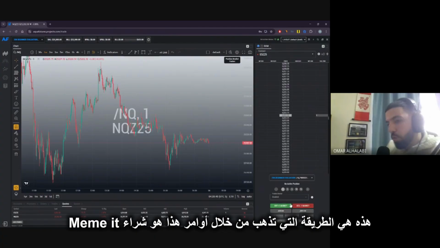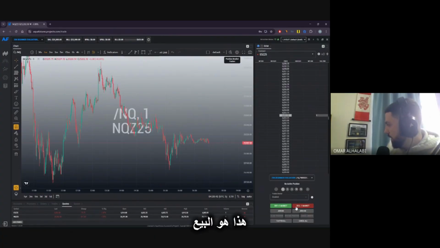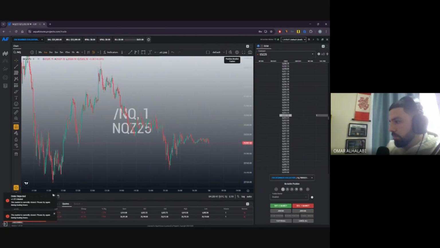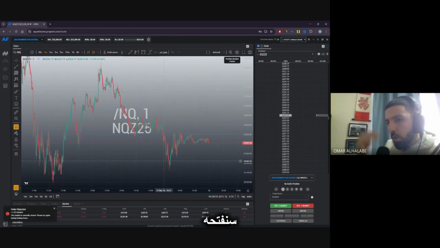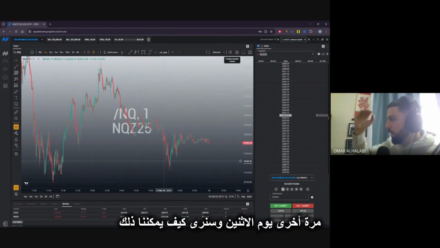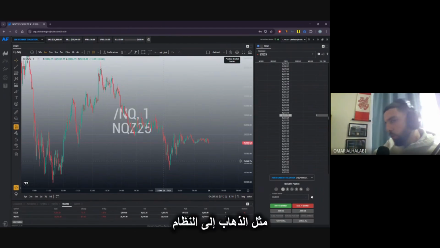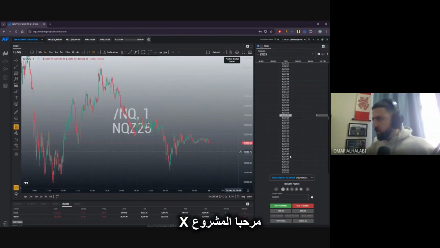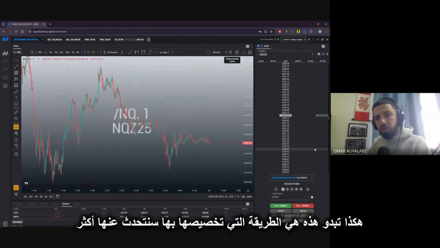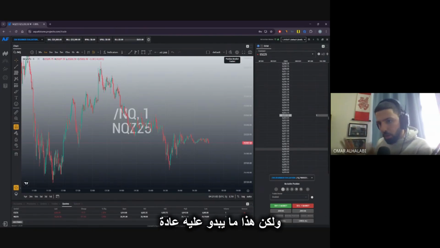This is how you go through orders. This is the buy. This is the sell. Whenever you buy, it's rejected right now because the market is closed. But we're gonna open it again on Monday, and we're gonna see how we can go into the order, leave the order, all that kind of stuff. Okay. Project X, this is how it looks. This is how you customize it. We're gonna talk about it more, but this is how it looks usually.